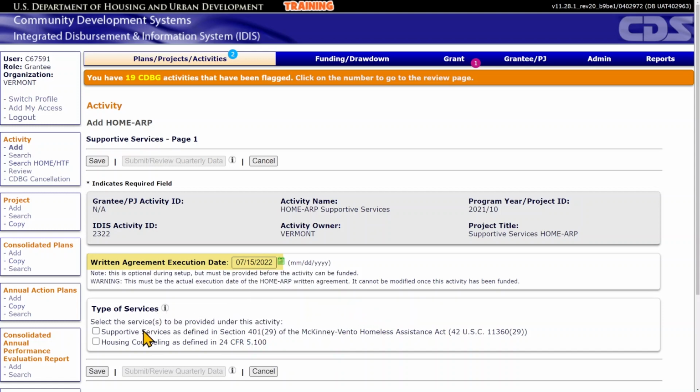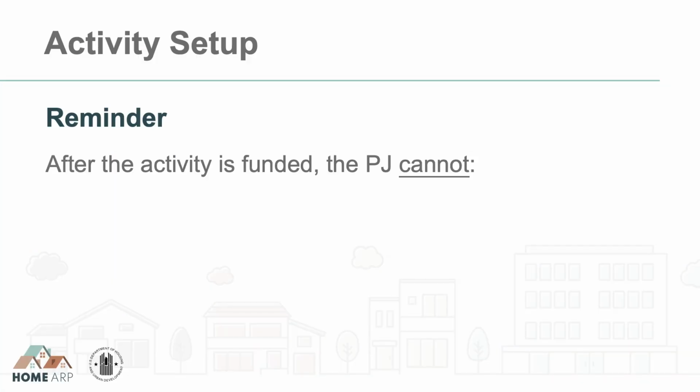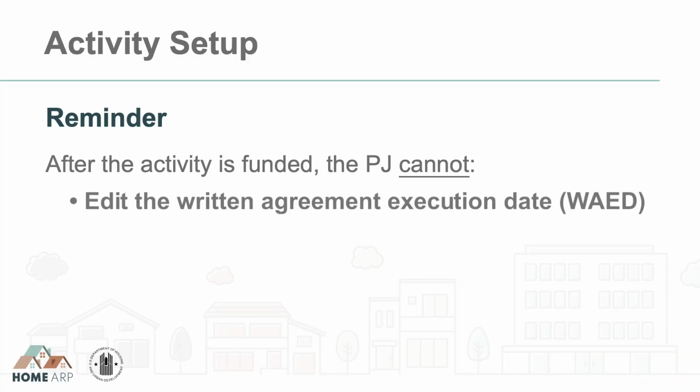The PJ must also select the type or types of services that will be delivered, supportive services and/or housing counseling. The PJ should ensure it enters the written agreement execution date and service type information accurately because it will not be able to edit the written agreement execution date or unselect a service type once the activity has been funded.